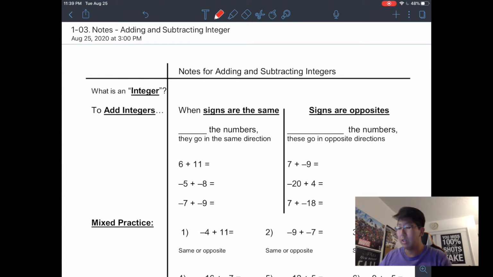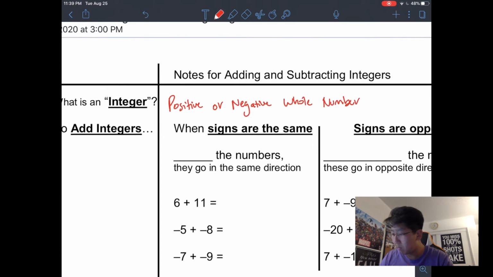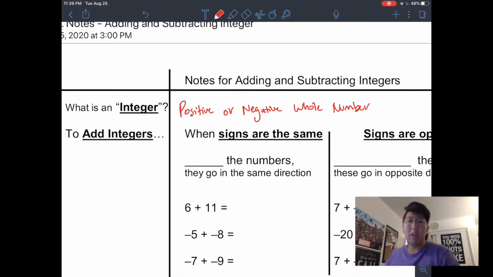So an integer is a positive or negative whole number. So an integer is a positive or negative whole number.